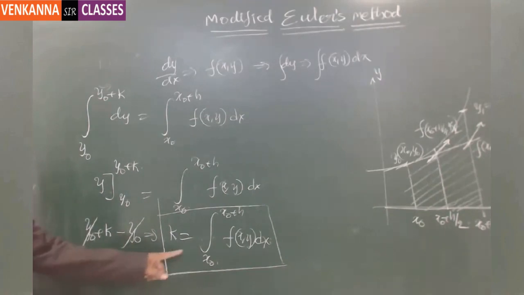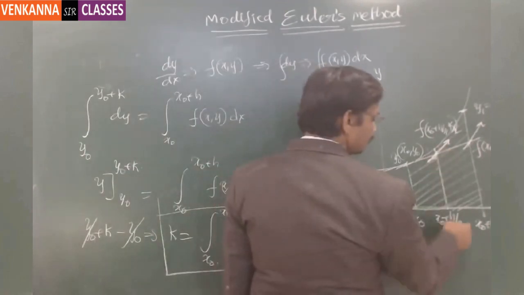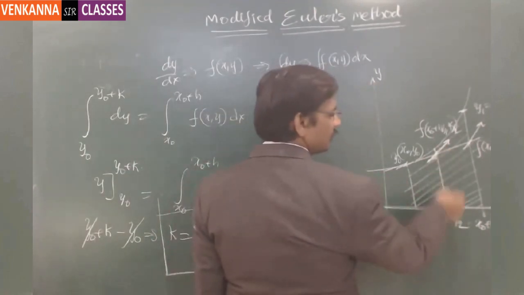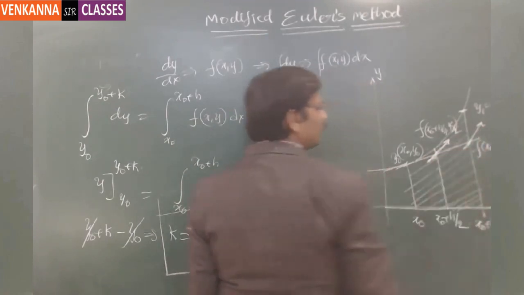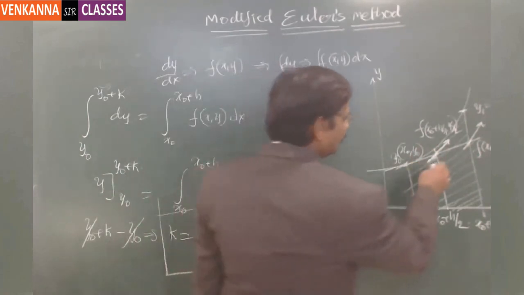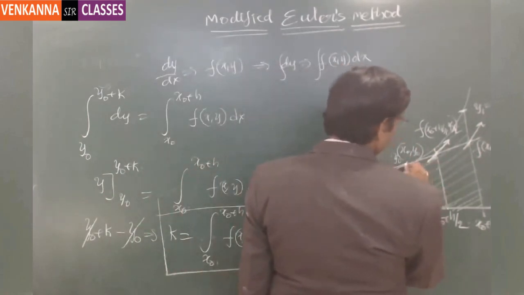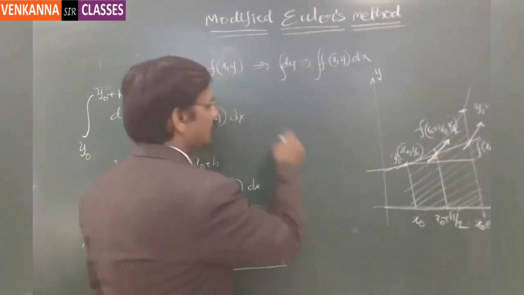So this k value we are finding it now. When we want to find out this k value, here this value is x naught plus h by 2, so this is the function value at this location, and here x naught plus h, and this is the function value at this location. Now if you want to find out the height increment, so this is the horizontal line, this is the horizontal line, or actually let me draw the diagram again.